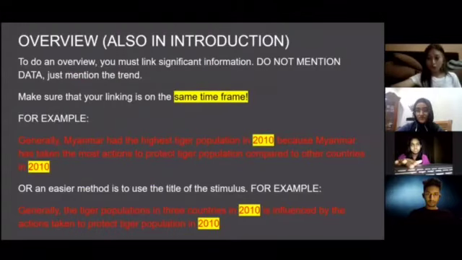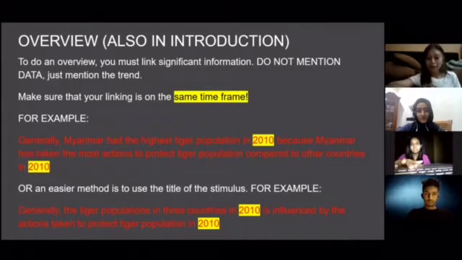For the overview, which is also in the introduction, you must link significant information. Do not mention data, just mention the trend. Make sure that your linking is on the same time frame. For example, generally, Myanmar had the highest tiger population in 2010 because Myanmar has taken the most actions to protect tiger population compared to other countries in 2010.